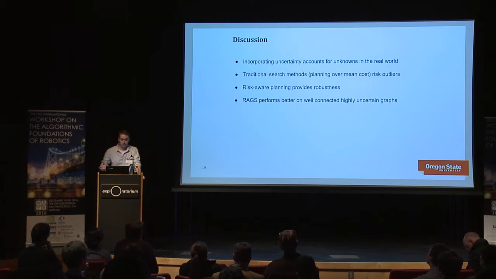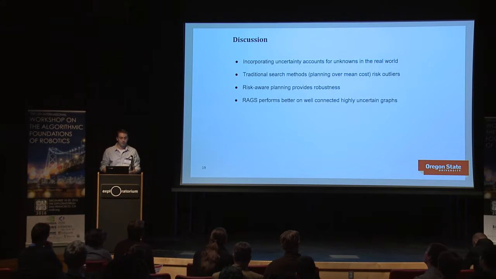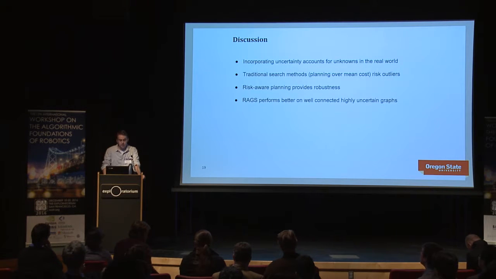That's what you're risking. By incorporating the uncertainty from the real world, we can actually better traverse these paths, right? If we guess what it looks like, if we can provide any kind of information to our search algorithms, we're going to be able to navigate more robustly. And we see that RAGs actually performs better on well-connected graphs with high uncertainty. So if we really don't know what it is.